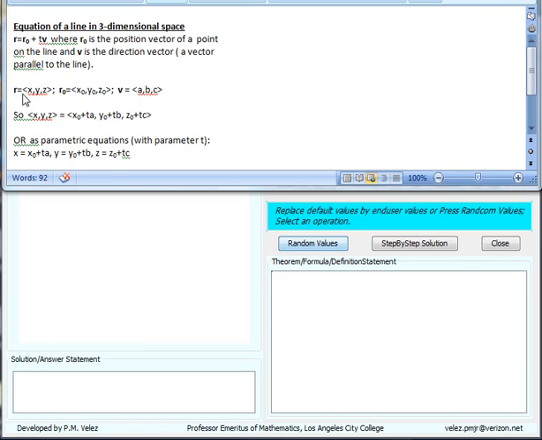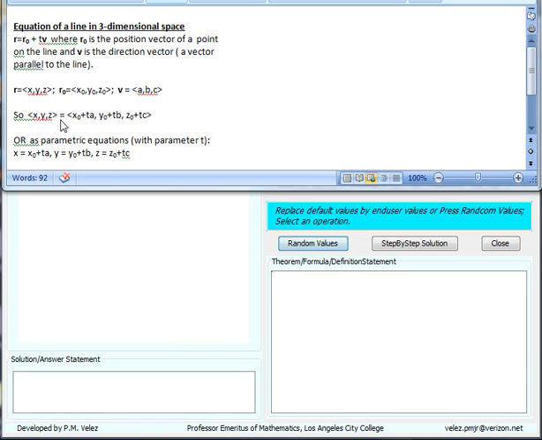If we want to write this in component form, then we can think of r as being x, y, z, r0 as x0, y0, z0, and v as a, b, c. So here's our vector equation in component form. We have x, y, z equals these three components. So really we're just adding the two vectors, the position vector of the point and t times the direction vector.